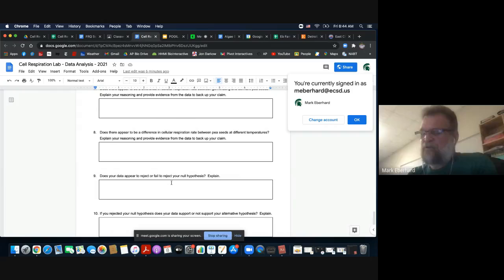So temperature's a little easier to explain. At room temperature, enzymes are going to be more active. Chemical reactions are going to happen at a slightly faster rate. There's more likely to be collisions of molecules because they're moving a little bit quicker, where 10 degrees tends to slow everything down. So that one's fairly easy to explain.